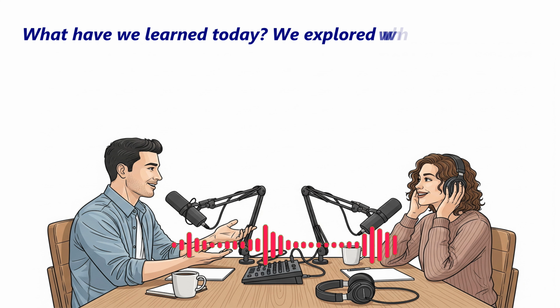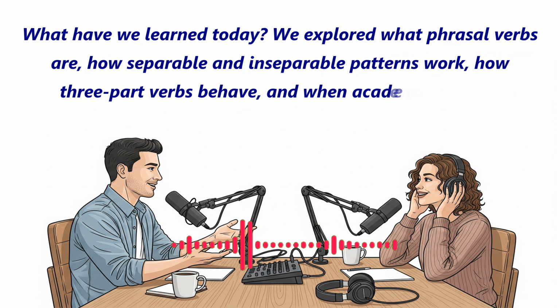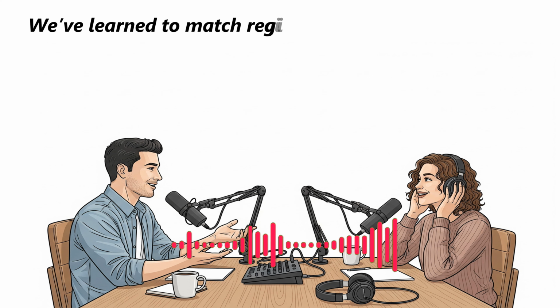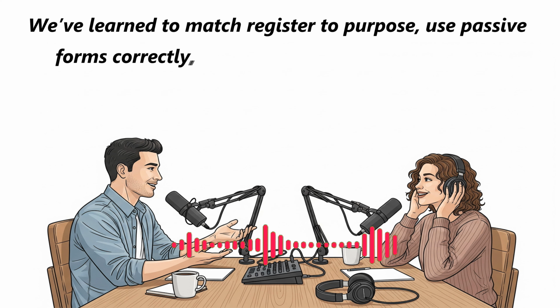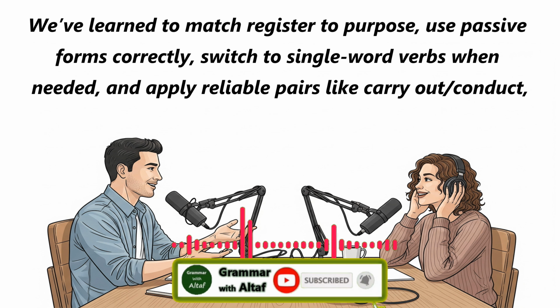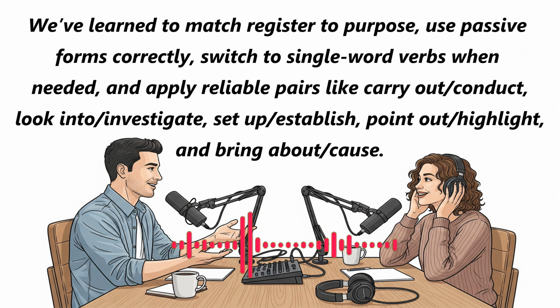What have we learned today? We explored what phrasal verbs are, how separable and inseparable patterns work, how three-part verbs behave, and when academic writing welcomes or replaces them for precision. We've learned to match register to purpose, use passive forms correctly, switch to single-word verbs when needed, and apply reliable pairs like carry out to conduct, look into to investigate, set up to establish, point out to highlight, and bring about to cause.